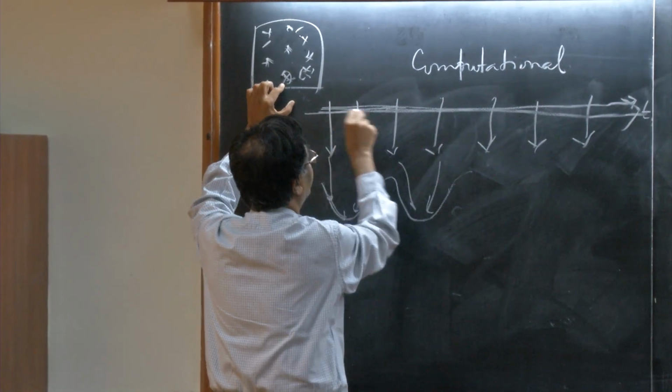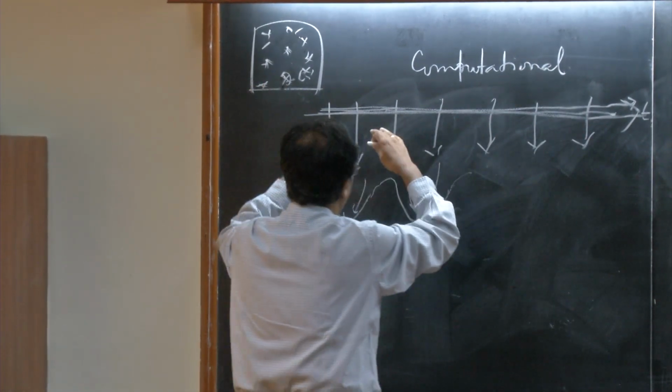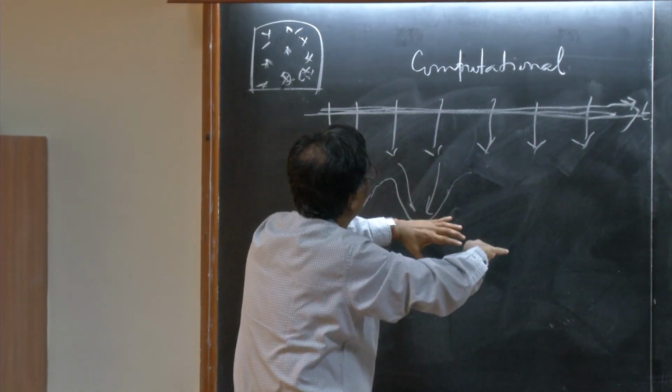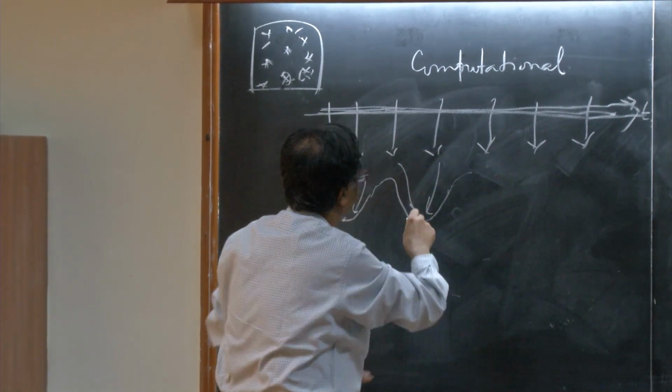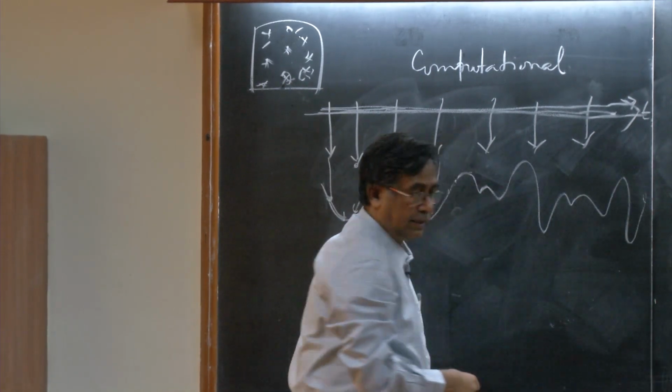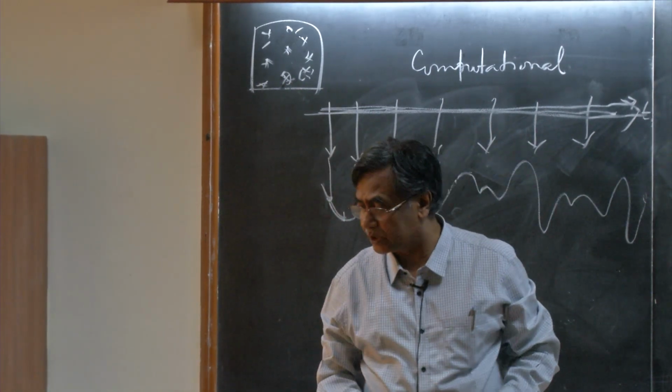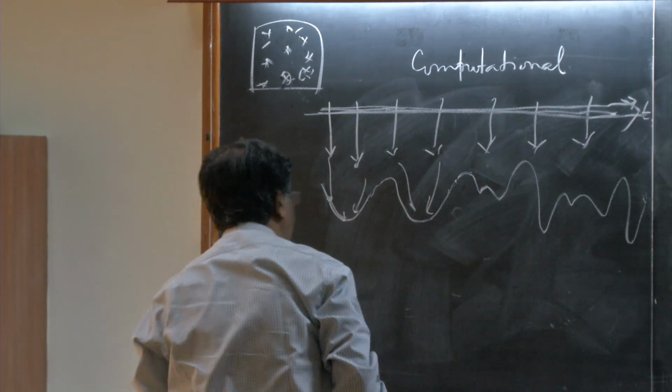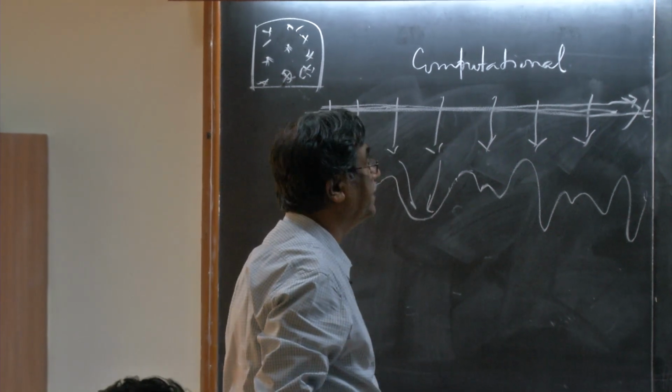You follow the trajectory, then you find out the underlying minima. These are called basins, and then you get a landscape like that. This is the simplest possible way you get a landscape, and that's what people essentially have in mind.